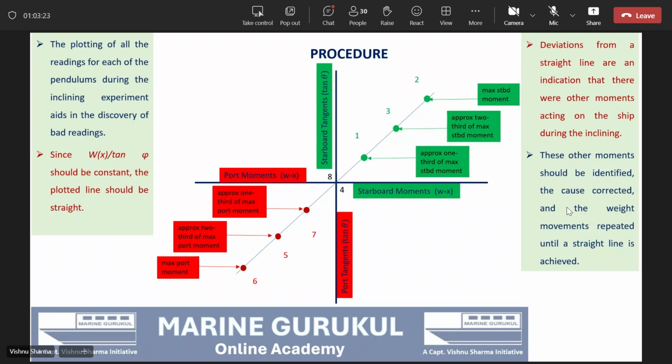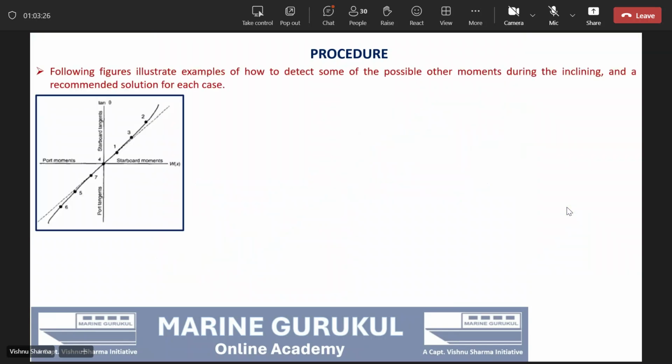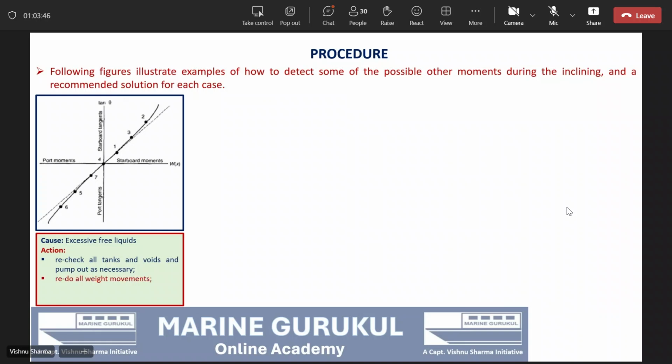Then the code also contains some variations, for example, like this. If it gets deflected like this, what does it show? It shows that there is excessive free surface in the ship. Some more tanks are slack. What is the action you should take? Recheck all tanks and voids and pump out as necessary or reduce the free surface. After doing that, redo the inclining experiment all over again. Recheck freeboard and draft readings because you would have pumped out some tanks or filled up something. So please check your displacement again.